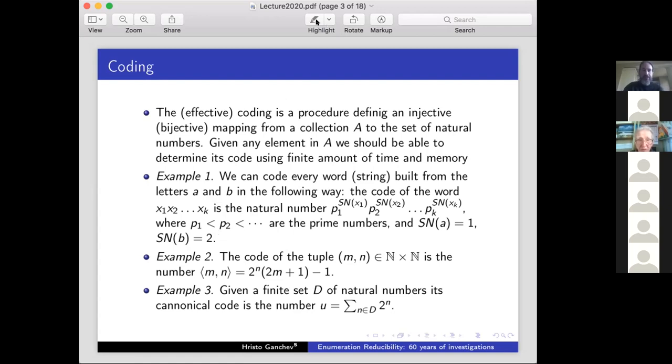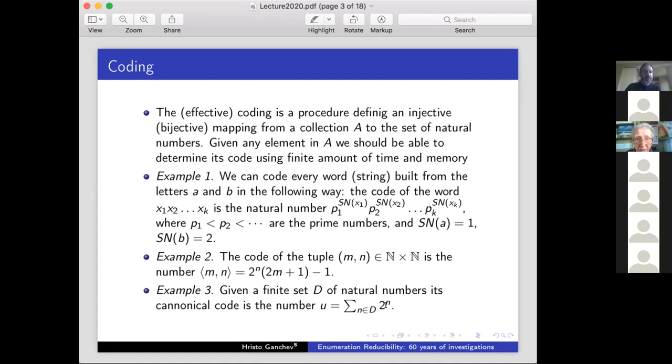The second example is a more mathematical one. You can code the tuples of natural numbers with this encoding. You just take m and n, and then you map the tuple (m, n) to the natural number 2 to the m multiplied by (2n plus 1) minus 1. This minus 1 is because in logic we treat 0 as a natural number. And the third example is, given a finite set D of natural numbers, its canonical code is just the sum of all 2 to the n, where n is an element of D.